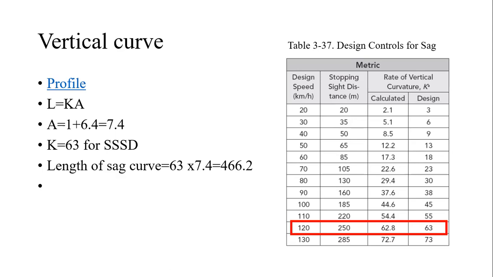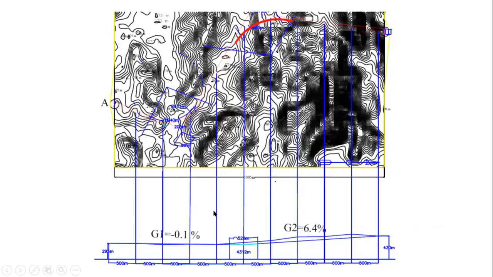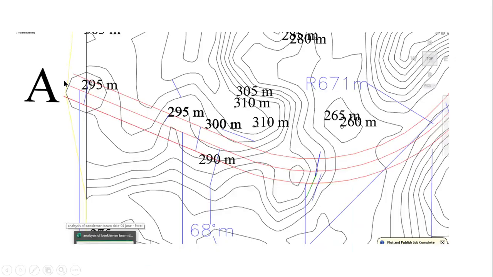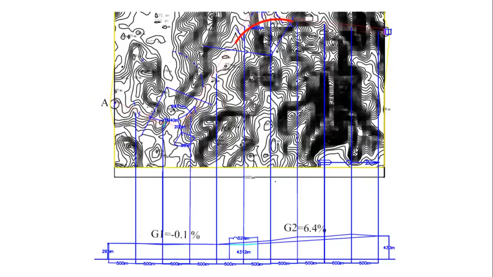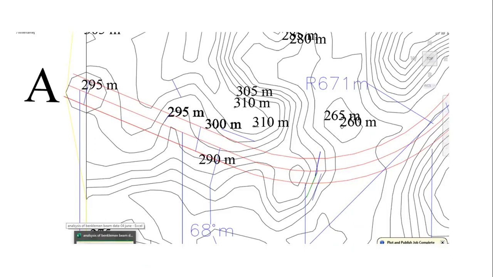Now, once you have done this, the next thing we will have is cross sections. For cross sections, this is your alignment, and for every 500 meters you will have a cross section line. How to draw a cross section is very simple. For instance, I have to draw the cross section of this point, across my road width. The elevation at the center will be 295 meters, because this is intersecting the 295 meter contour.